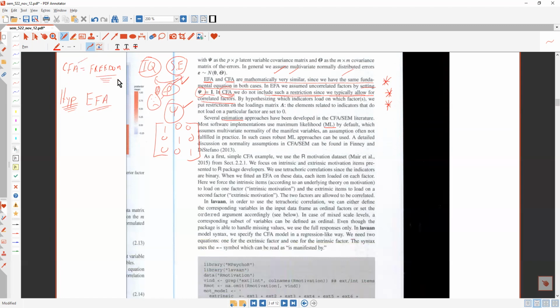In CFA, you have freedom to change those paths, to allow them to be estimated. So you can remove this restriction in the CFA model and allow that path to be modeled. Okay? Let me give you an example.